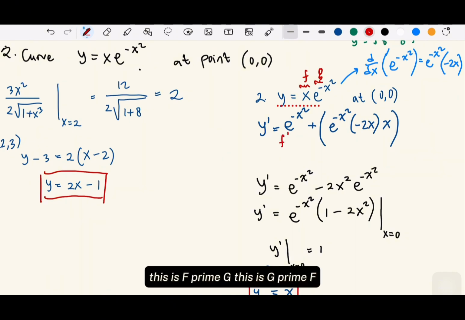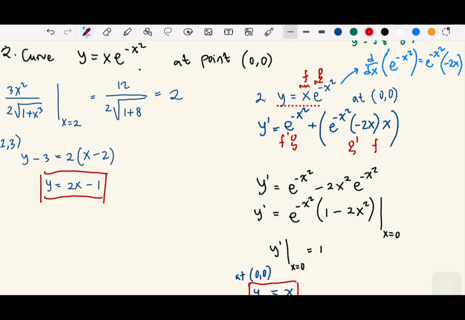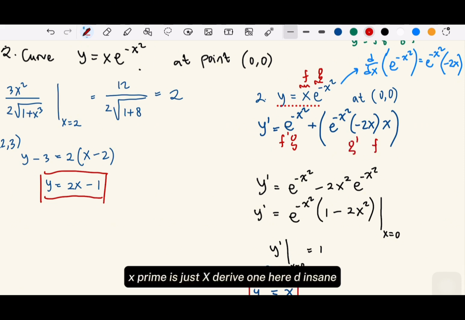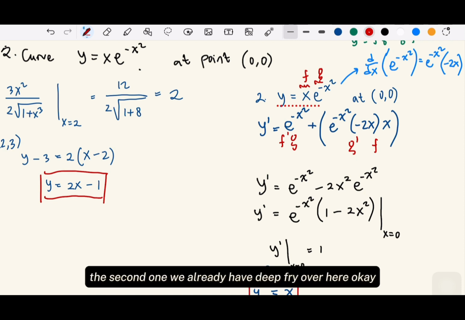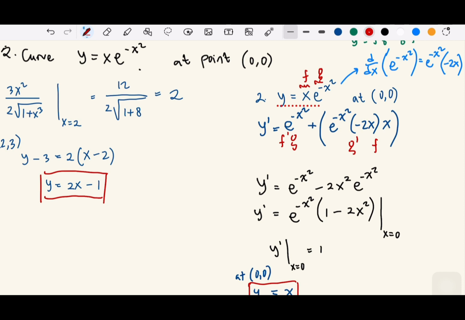This is F prime G. This is G prime F. Okay, F prime is just X derived 1 here. G, okay, the same. The second one, we already have G prime over here. Okay, G prime. And then multiply again with F. Okay, F prime G, G prime.